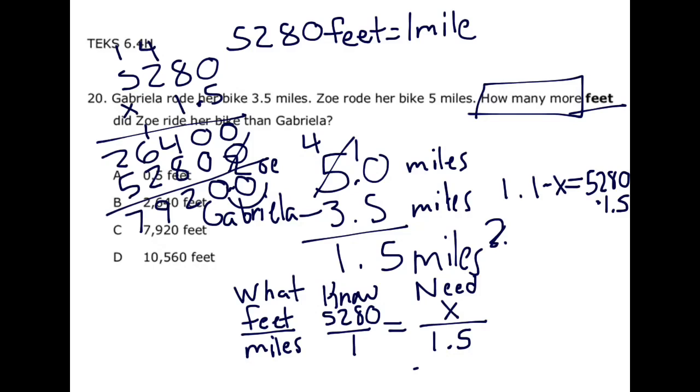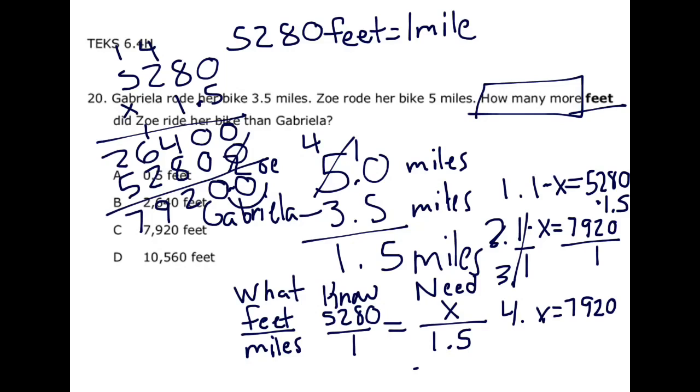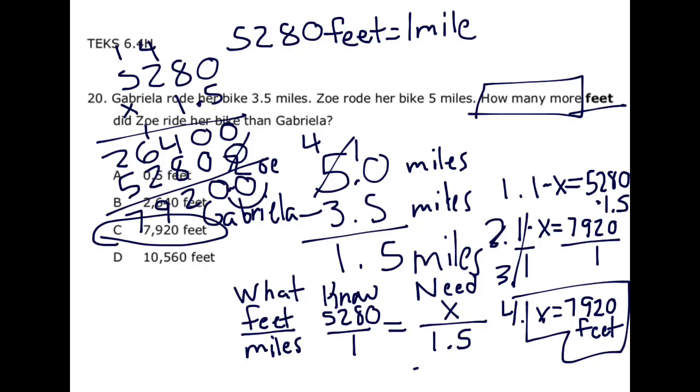step 2, 1 times x equals 7,920. Now, step 3, I need to divide both sides by the number in front of the variable, which is 1. 1 divided by 1 cancels out. 7,920 divided by 1, x is going to still get me 7,920 feet. So when I convert 1 5/10 miles to feet, I get 7,920 feet, which is answer choice C.